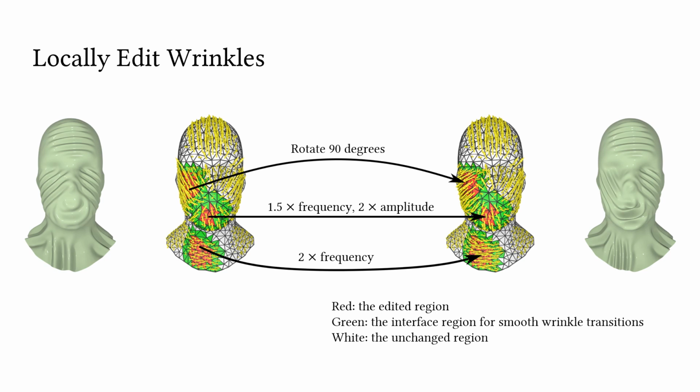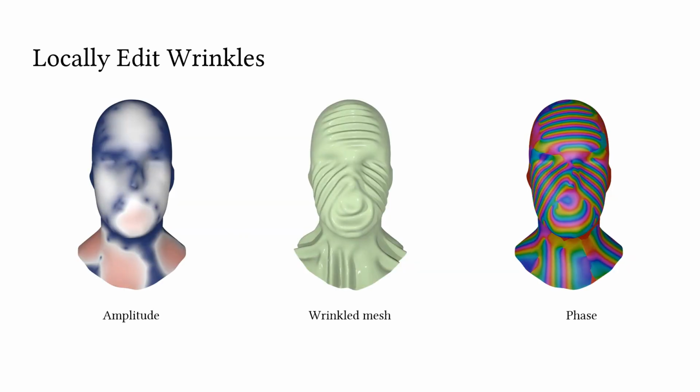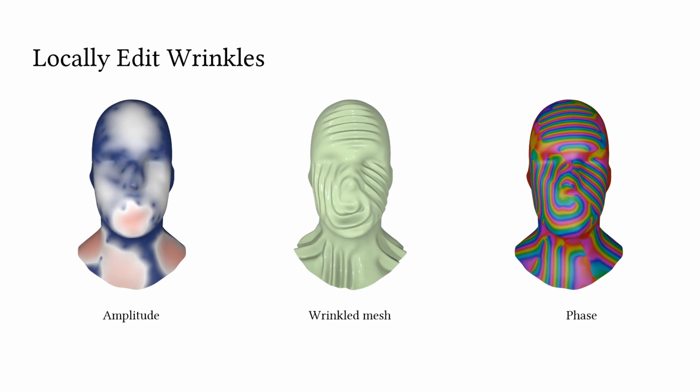Our pipeline also supports more detailed and complex control of wrinkles via editing, while still generating smooth wrinkle interpolation. Again, spatial smoothness and temporal coherence are maintained with singularities merging, splitting, and sliding over the surface, as we see here.